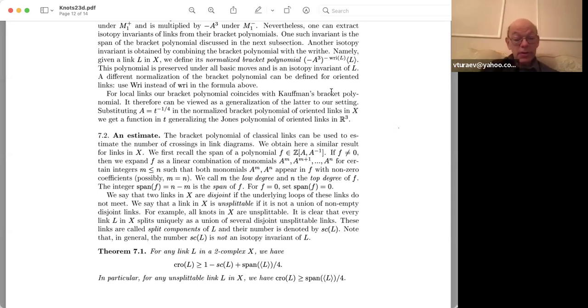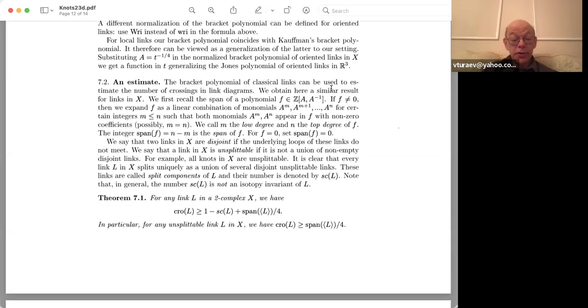Here I extended one result. It estimates the number of crossing points of a link in terms of some of those invariants. Span is, of course, the span of the bracket polynomial. What is SC? SC of L is the number of split components of the link.